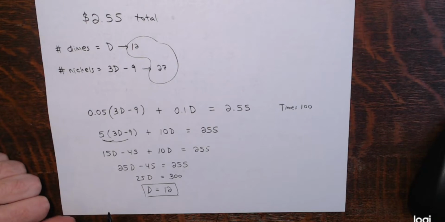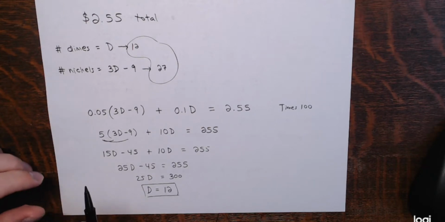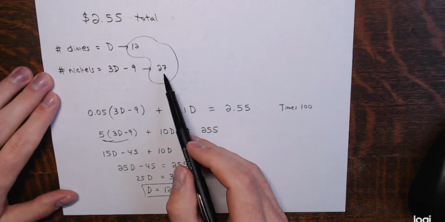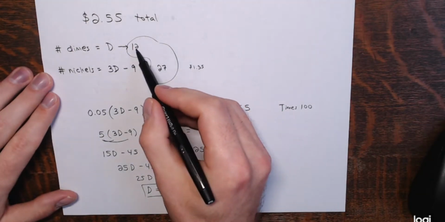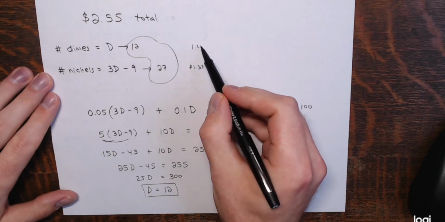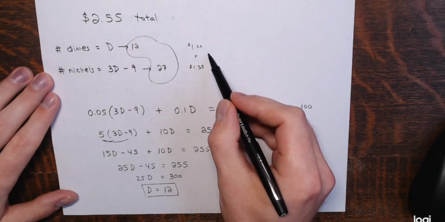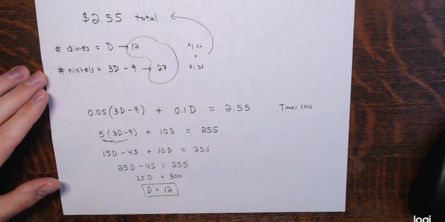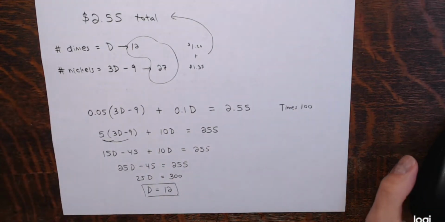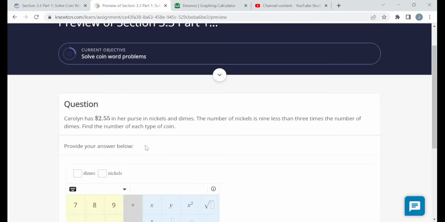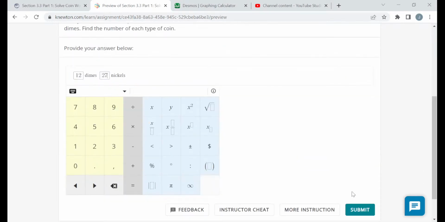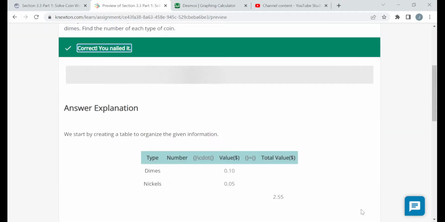And then just double check it. 27 nickels, right? That would be $1.35. 12 dimes would be $1.20, and then add those up, you would get $2.55. So that number of dimes and that number of nickels works. So 12 dimes, 27 nickels. Wonderful.